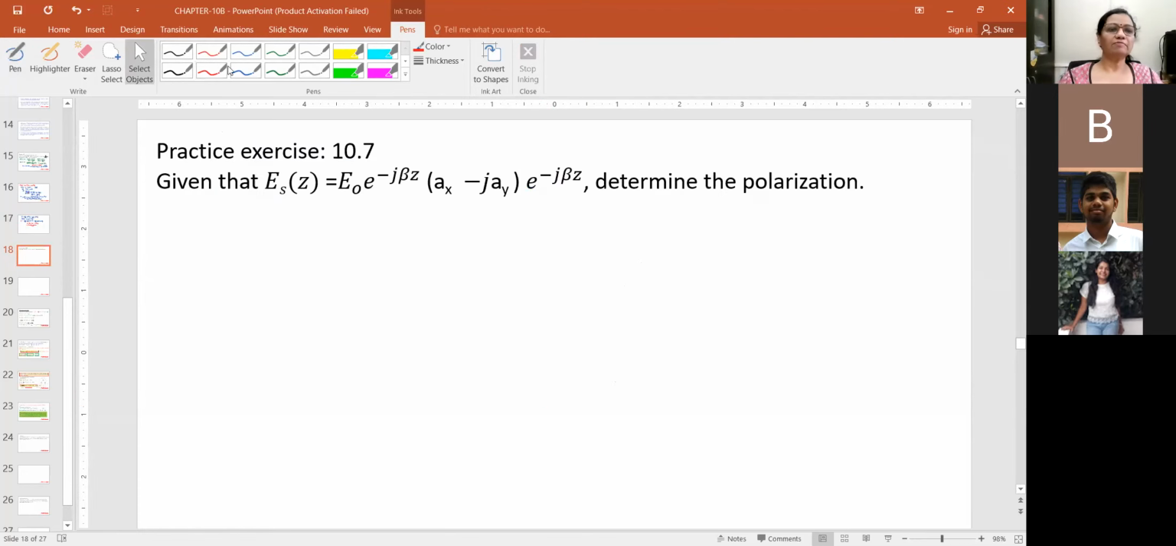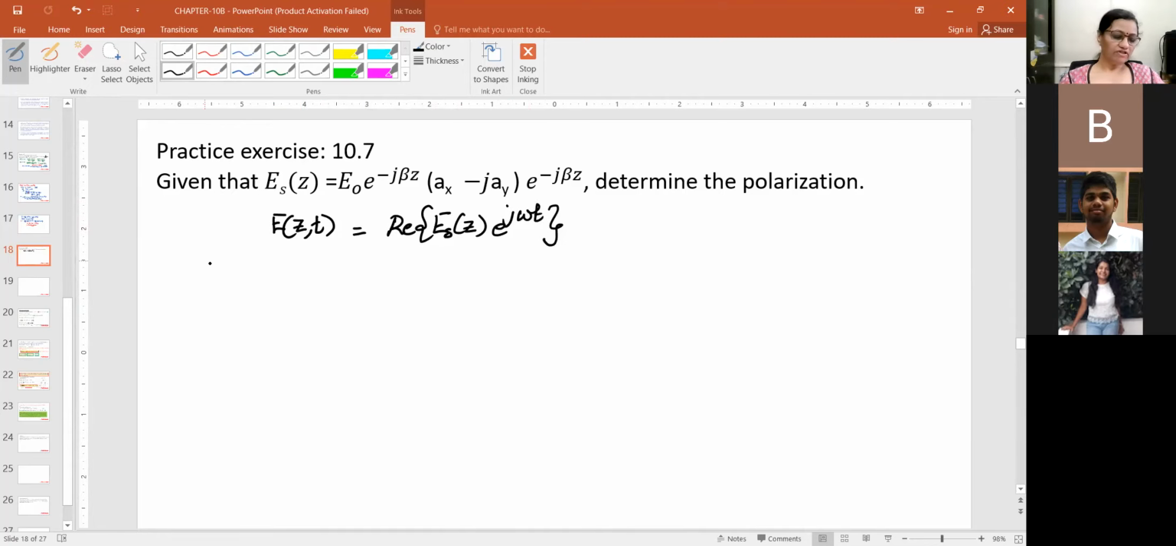Next problem is simpler. Let's try this. Here what is given? Again, the phasor representation is given. E naught e to the power of minus j beta z in the ax cap minus j ay e to the power of minus j beta z. Determine the polarization. So here once more, what we will do is, from the phasor representation, let us go to the harmonic representation. So that's going to be the real part of ES, the phasor representation, into e to the power of j omega t.